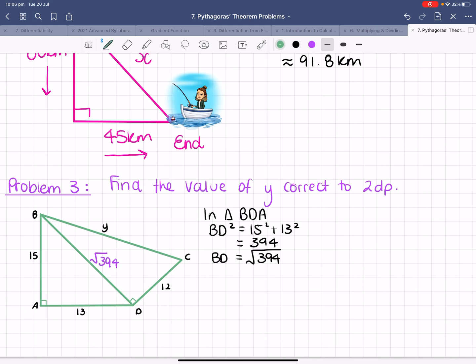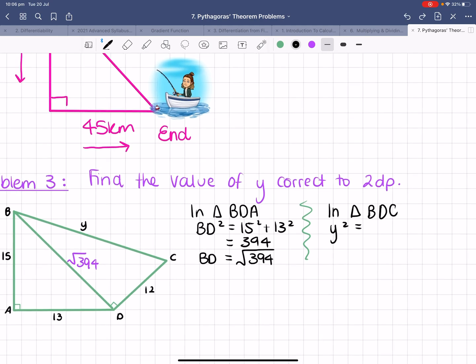Now we can have a look in our triangle. Now we've got BDC. Okay, that's the triangle we're talking about. BDC. We want to find this length here. So again, we go through the same process. This BC length is y. Okay, so we can just call it y squared equals, remember it's just the other two sides squared. So the square root of 394 all squared plus 12 squared.